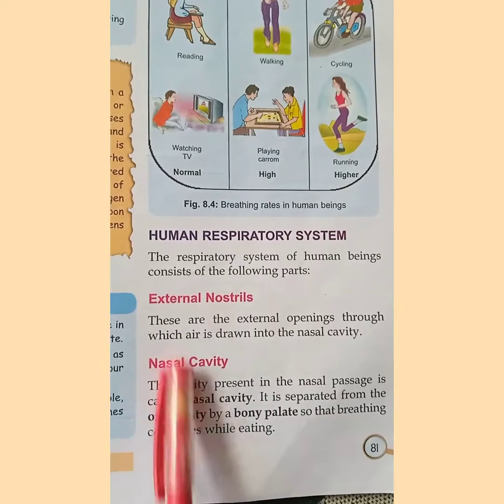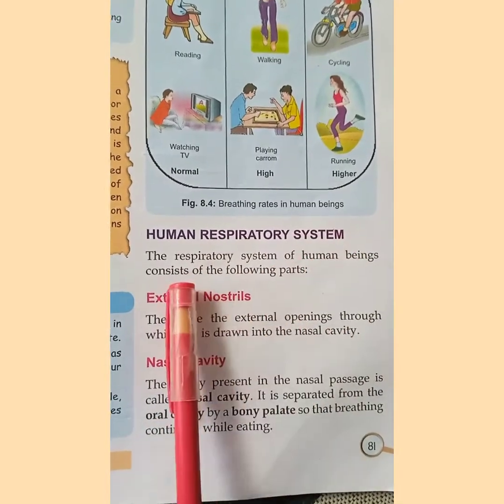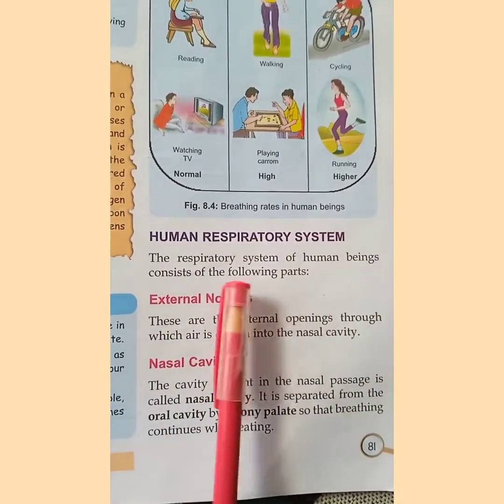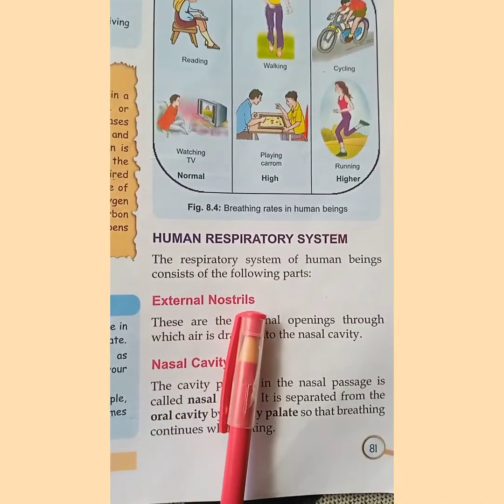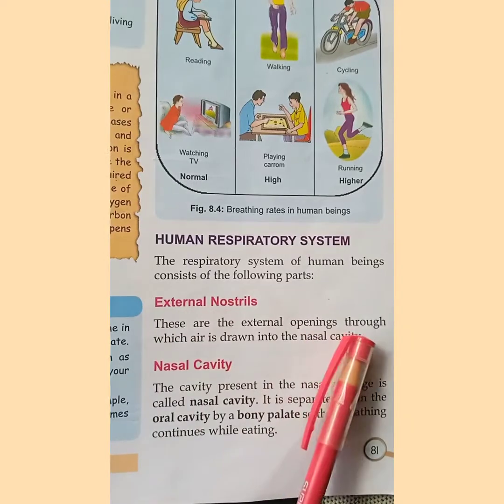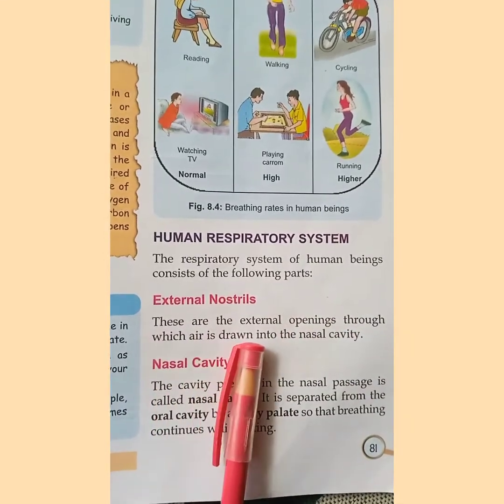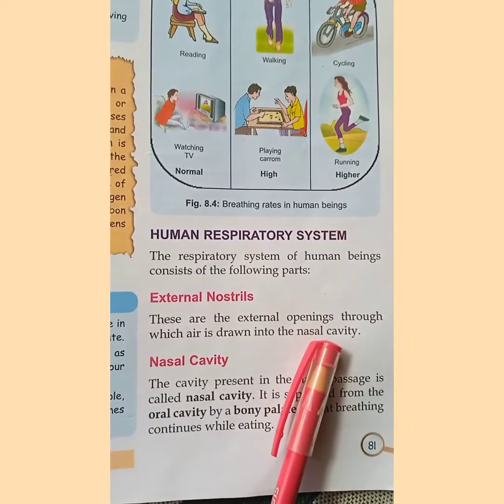Today we will do the human respiratory system. The respiratory system of human beings consists of the following parts. One is the external nostrils. These are the external openings through which air is drawn into the nasal cavity.